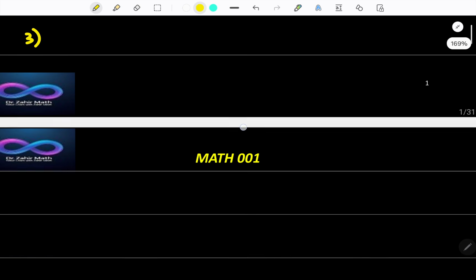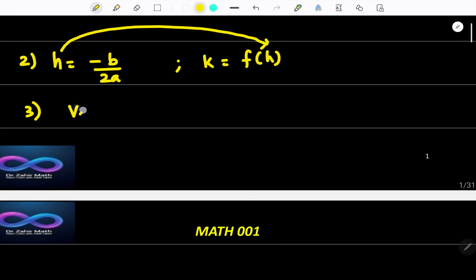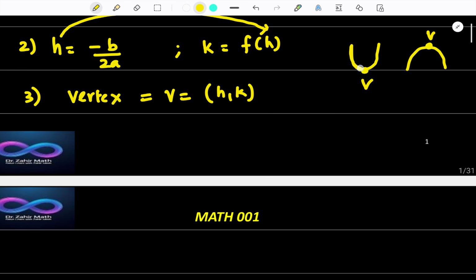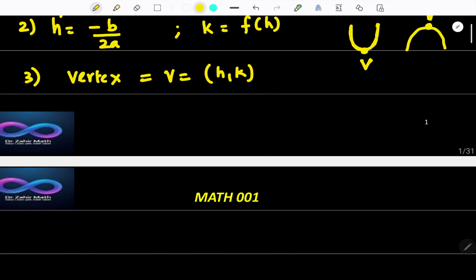The third formula which you are going to study is the vertex. Vertex is V, which is equal to (h, k). So this is one parabola, and this is called the vertex. This is another parabola type, and this is the vertex. Vertex means the tip, the middle corner, the middle of that function, which turns the position. You can say the symmetric point. So vertex is (h, k).